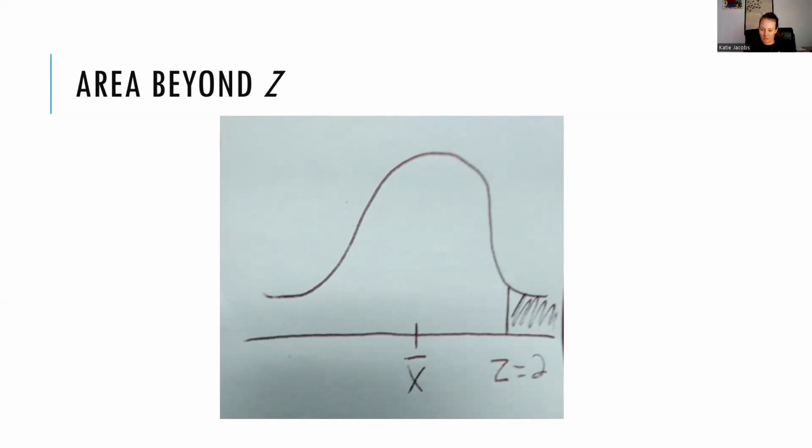So let's go in our little handy table. Look for a z-score of 2. Okay, and if we're looking for area beyond z, then we look in the area beyond z column, which we see the proportion there is what? If you said 0.0228, you're correct. If we convert that proportion into a percentage, we see that 2.28% of our data set falls beyond a z-score of 2.